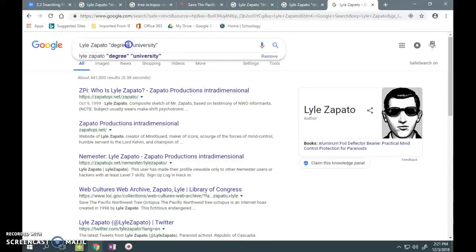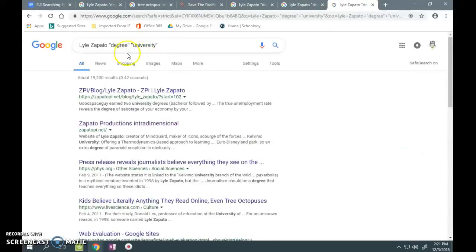Now the reason that I have these separated is because if I were to have them included, well, let's first hit enter. These are searching for two different words. It's looking for the word degree and it's looking for the word university. If I were to search degree, almost every website, if it can find it, has the word degree in it. It also has the word university in it. So both of those words are forcefully searched for and it's trying to find all that information.